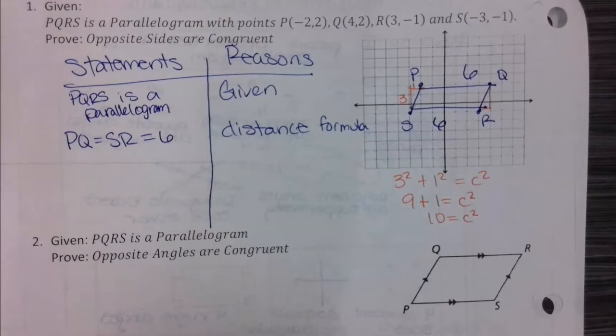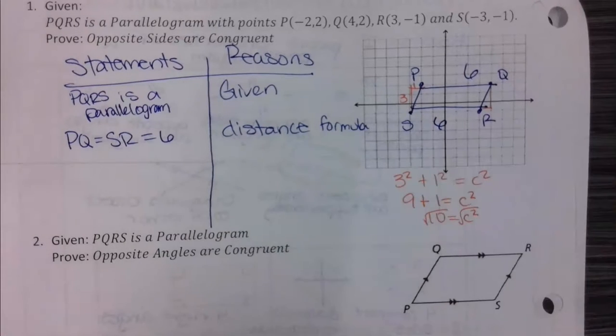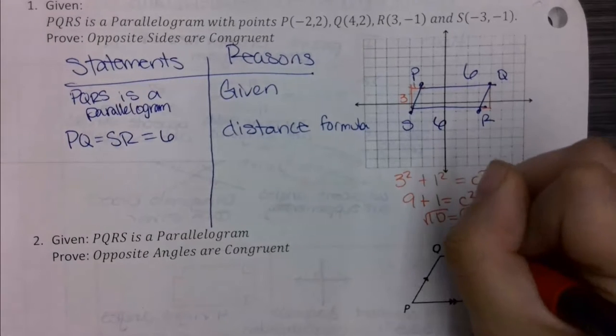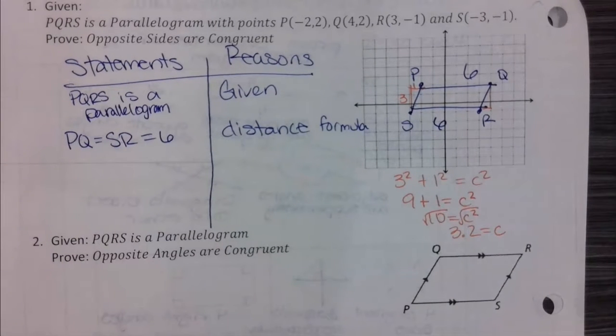No, I need to take the square root. Does it round? What's the number after the 1? Yeah, so it's going to be 3.2. What happened? We took the square root.